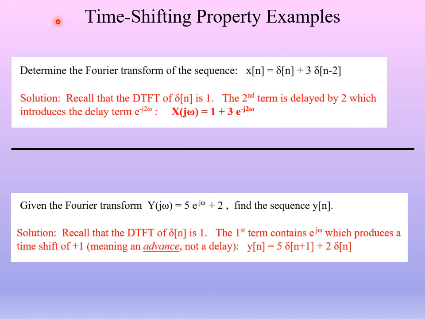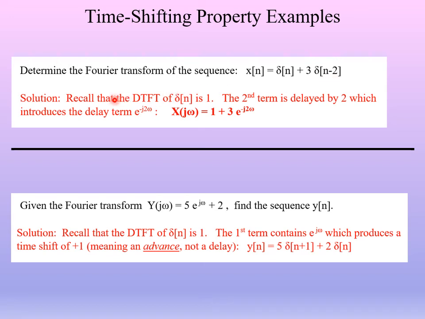Here are a couple more examples. And by the way, these examples that I'm showing you now will help you with the homework and worksheet that goes with this chapter, because you're going to have to do some problems very similar to these. So in this one, you're asked to determine the Fourier transform of this sequence. So the sequence, it's a couple of delta functions. It's delta of n plus 3 times delta of n minus 2.